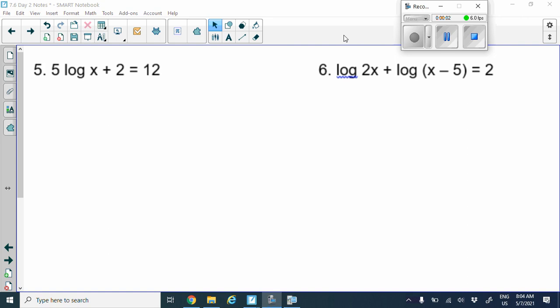Hey guys, so here is part 2 of the 7.6 day 2 notes. We're once again solving logarithmic equations.